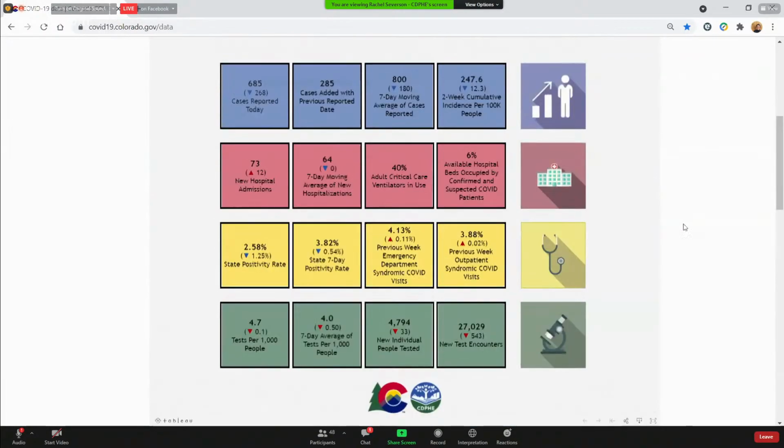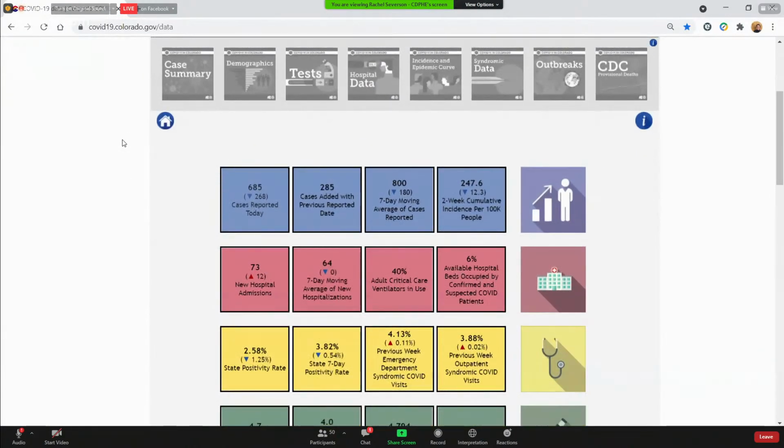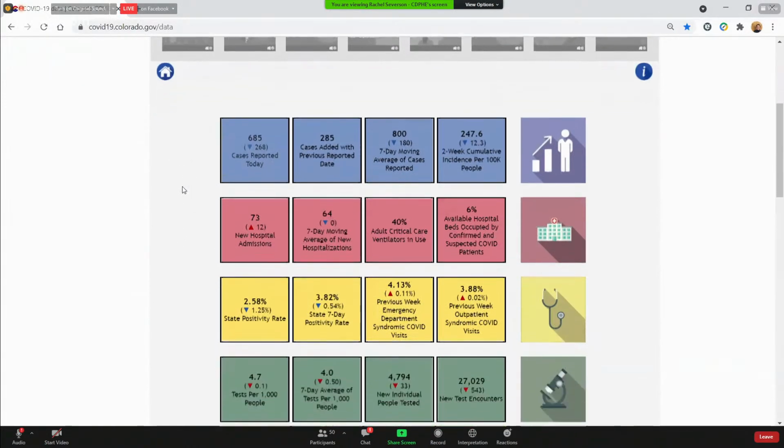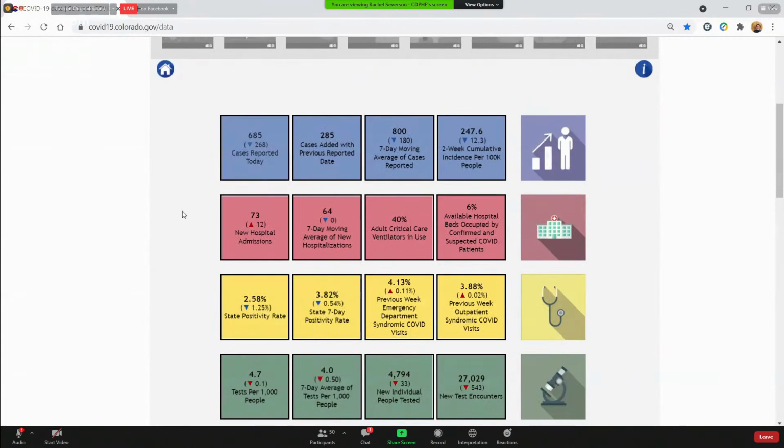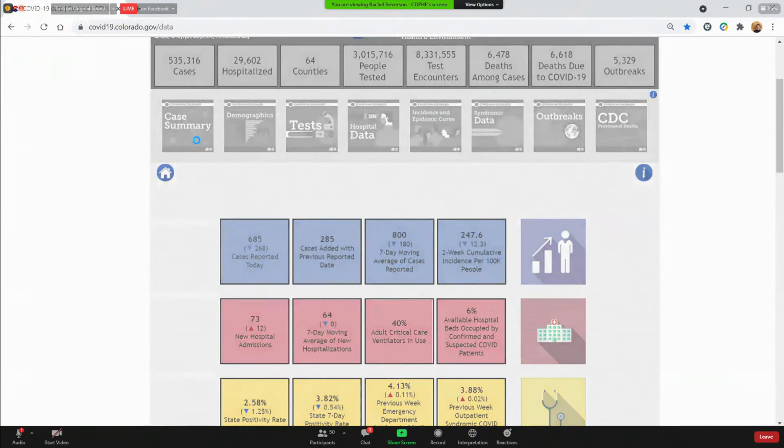So back up to the main infection dashboard. Again, similar to the vaccine dashboard, we have a high-level overview of cumulative counts of cases, hospitalizations, testing information, and deaths, as well as how many outbreaks have been detected in the state. And then also similar to the vaccine dashboard, a high-level overview of the current situation for cases, hospitalizations, emergency room visits, and testing. So I'm going to click first to the case summary page and give it a moment to load.